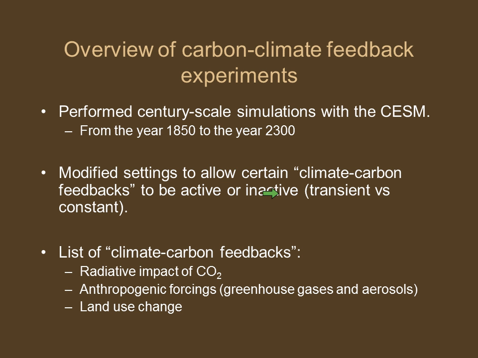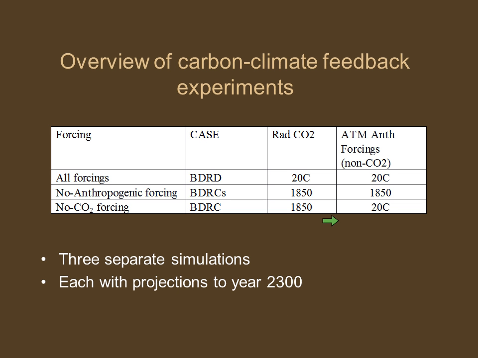And these aspects that we have either kept active or inactive are the radiative impact of the carbon dioxide. We also have anthropogenic forcings, the greenhouse gases and aerosols, and land use change. So a quick table describing three of these simulations. We have one, which is the typical that you see with radiative CO2 impact on the atmosphere and also anthropogenic forcings varying all the way to year 2300.